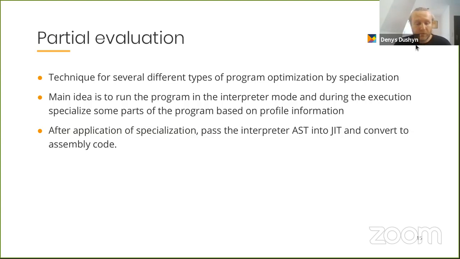For example, if inside the program there are some operations that are more performant on strings, then use that information and provide specialized operations for strings or for numbers. And after application of specialization, pass this new interpreter into the JIT and convert it to assembly code.